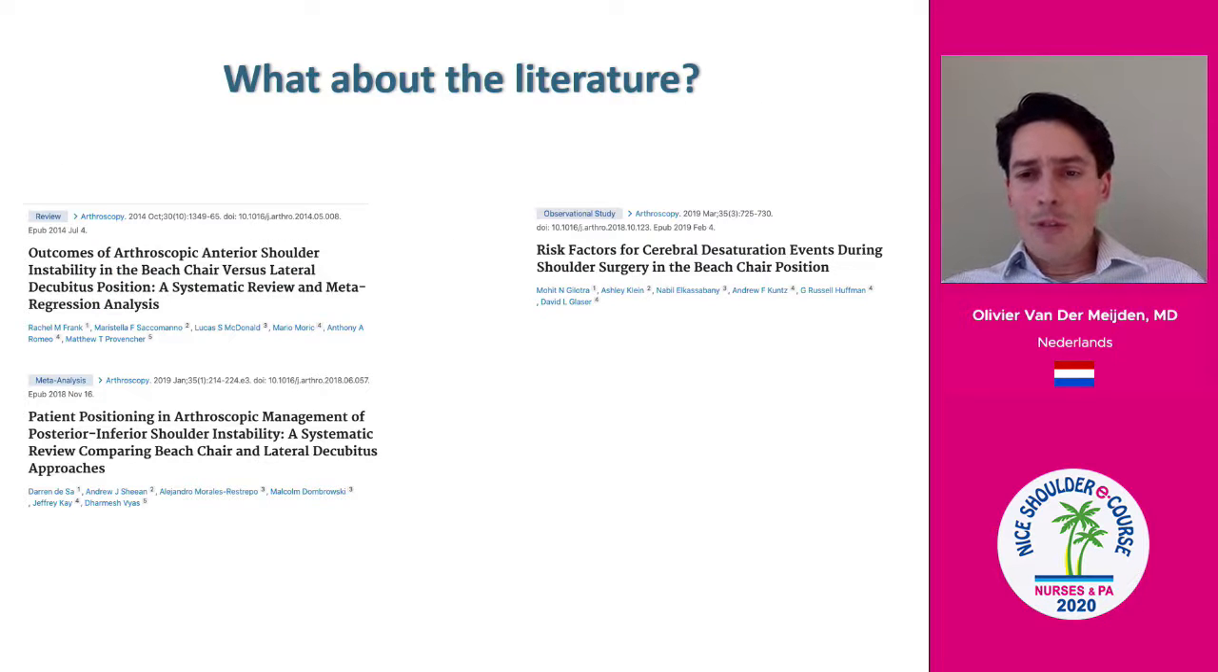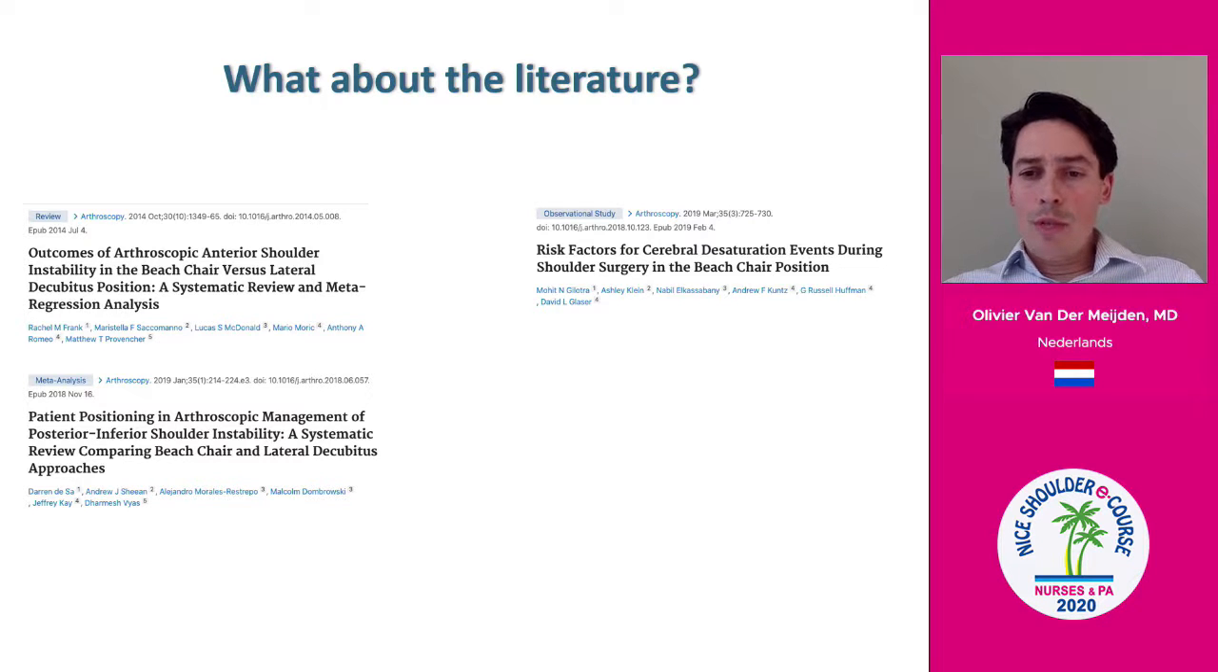So what does the literature tell us about this, when I say it's mostly surgical preference? Well, there are data, of course. Looking at anterior shoulder stabilization, we know that the risk of recurrence is higher when you put the patient in the beach chair position, contrary to lateral decubitus. We know patient satisfaction is higher when we put the patient lateral decubitus when it comes to posterior stabilization, but there's no difference in risk of recurrence.